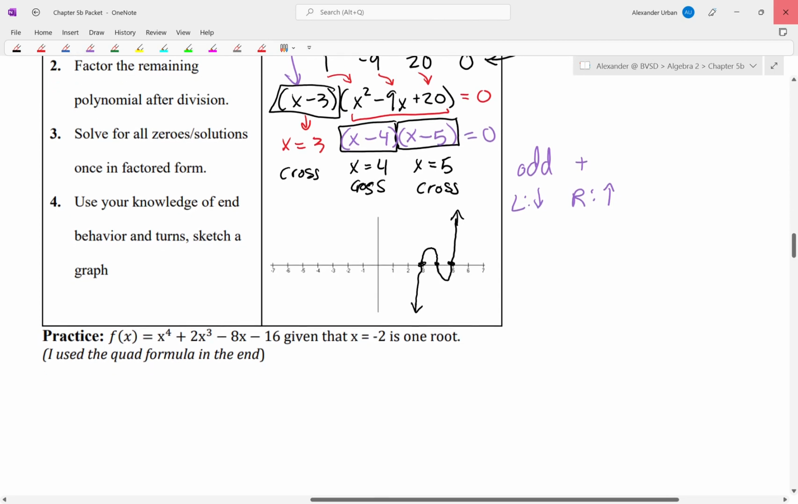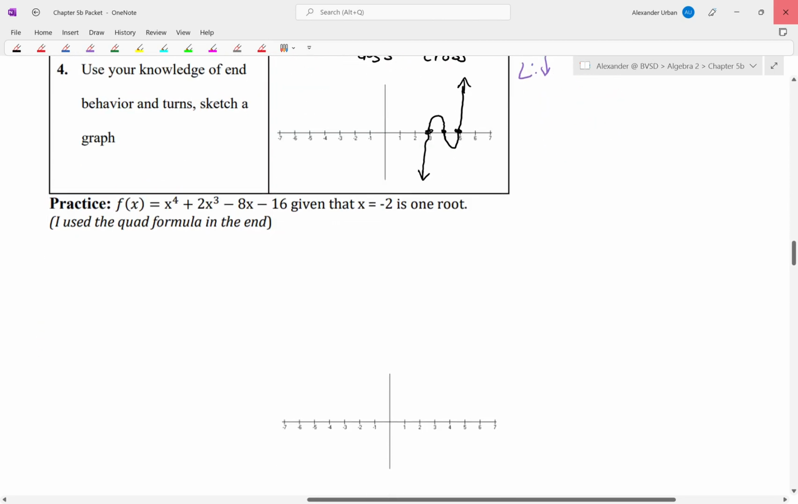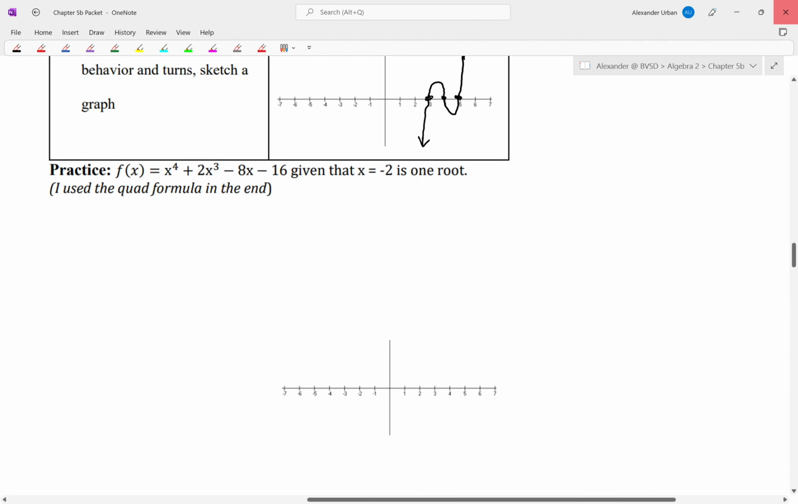But we're going to move on to this next problem here, and we're going to look and see whether or not this function, f of x, which is equal to x to the 4th plus 2x cubed minus 8x minus 16, has x equals negative 2 as a root, aka where it intersects. Let's try it. But before I do that, I'm going to rewrite this. This is x to the 4th plus 2x cubed plus 0x squared. We don't have an x squared, so we have to include that. Minus 8x minus 16. And we are going to see if negative 2 is a factor.